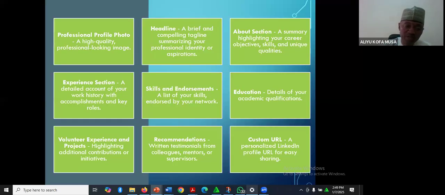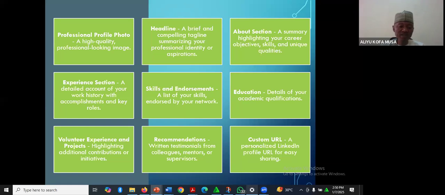First one, professional profile photo. This is where you have a high quality, professional looking image. This is where you are going to place your most corporate, professional and very high quality image. You have to do that. Don't say you will use the one from when you went to a wedding. You have to look corporate, no matter the culture or the kind of clothes you use, but look corporate.